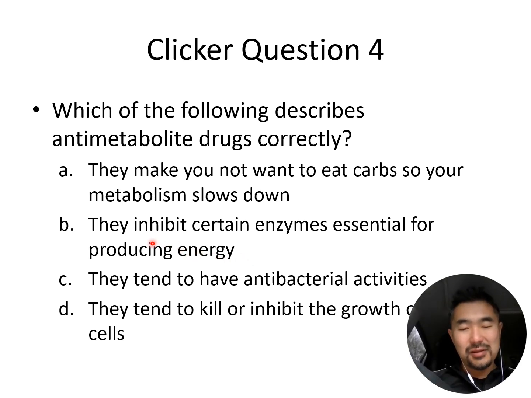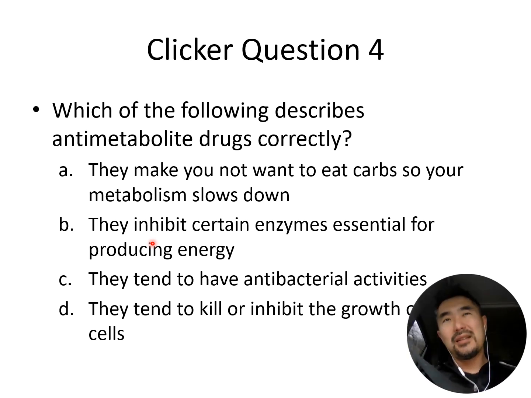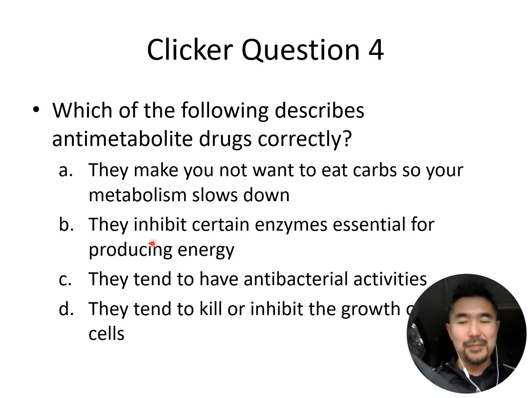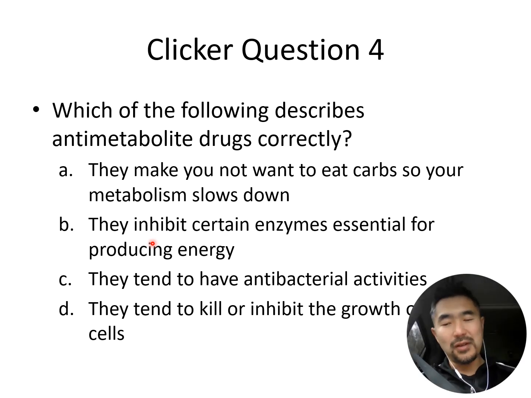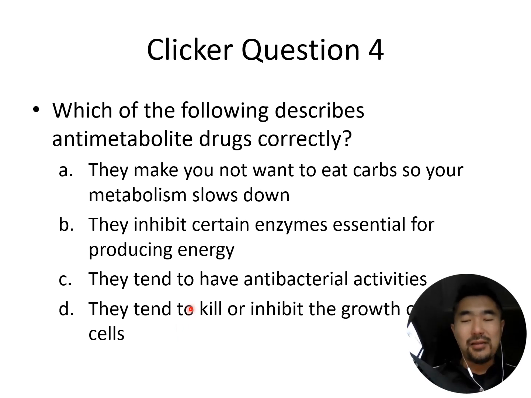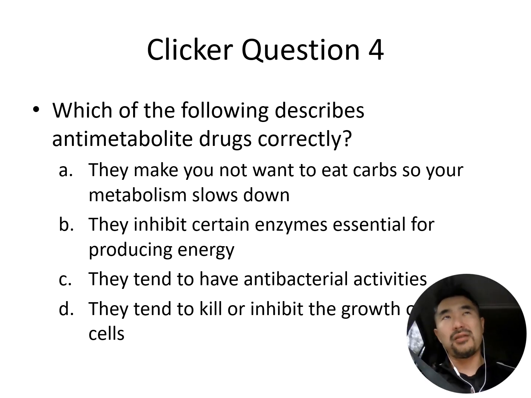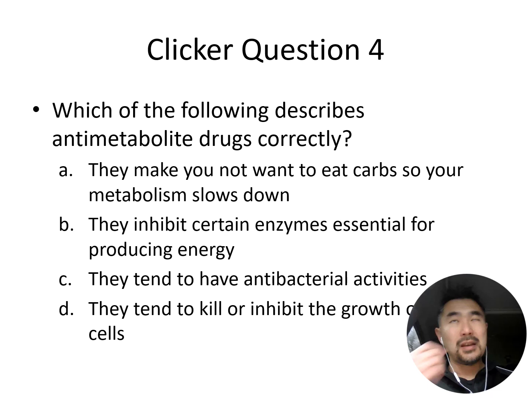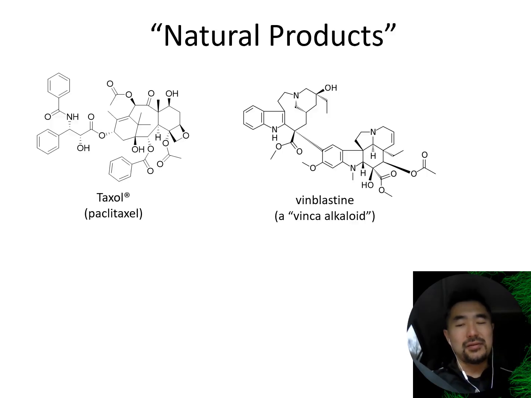The third choice is they tend to have antibacterial activities. That is maybe theoretically possible if these things act as an antimetabolite for bacteria as well, but that's not necessarily guaranteed. The last choice is they tend to kill or inhibit the growth of cells, of our cells. And that's really how an antimetabolite is supposed to work. It's supposed to sort of kill our own cells, and that's why it's usually used as an anti-cancer drug.